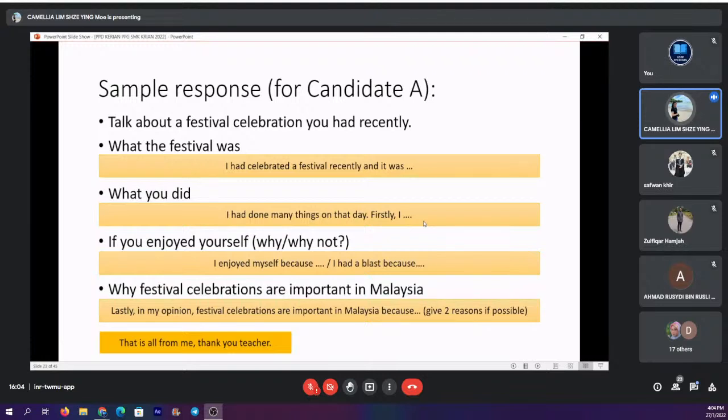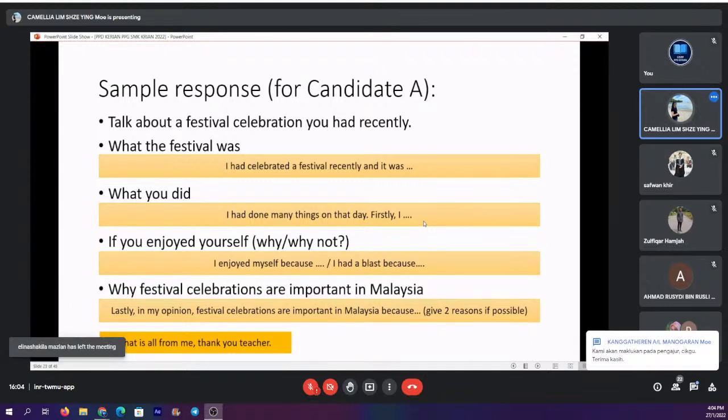Remember what Mr. Ganga said just now regarding the pronoun, answer, conjunction, or connectors? I am using that in this as well. So you can see the response, I, pronoun, had celebrated a festival, answer, and is the connector. So what the festival was: I had celebrated a festival recently and it was maybe Chinese New Year.